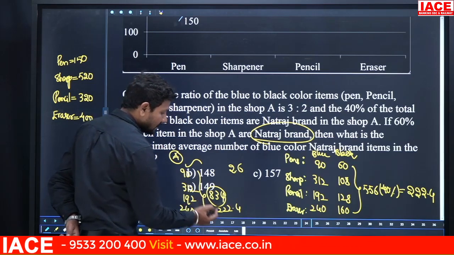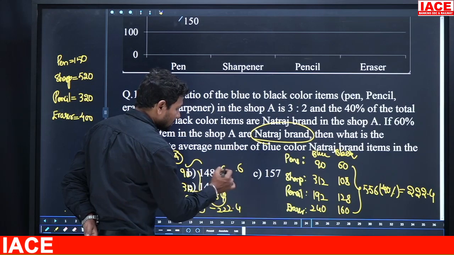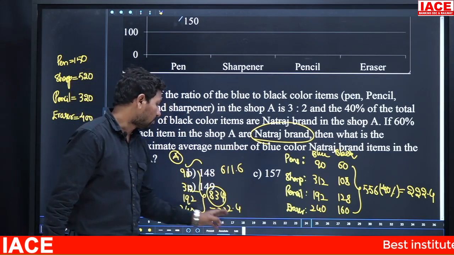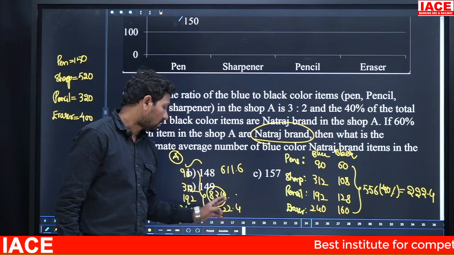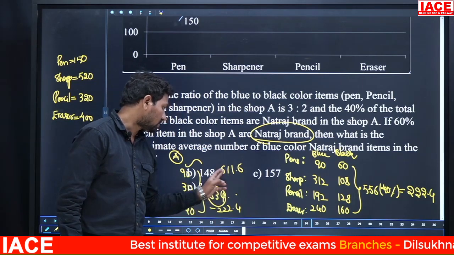Next, 63 minus 22. What is the value here? Then 611.6 is what you get when you remove these values. 10 minus 4 is 6, 3 minus 2 is 1, 6 minus 2.